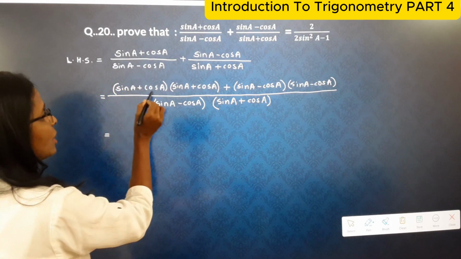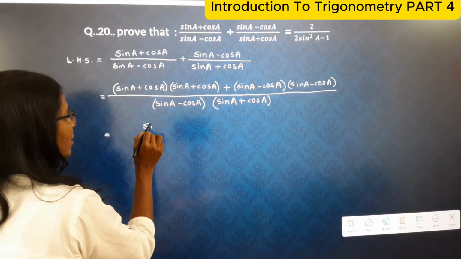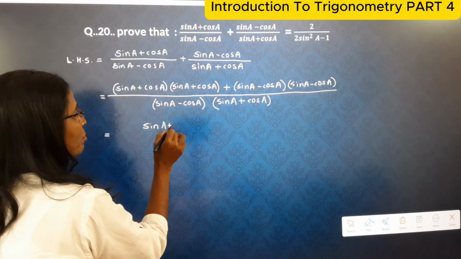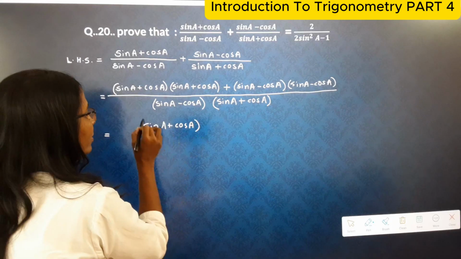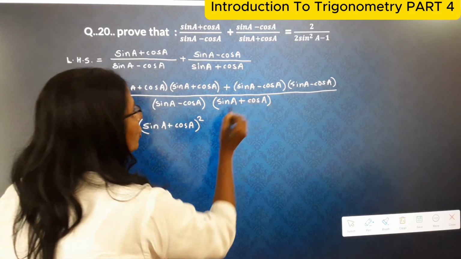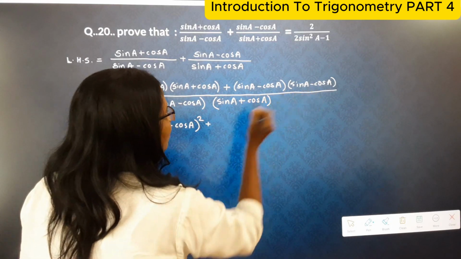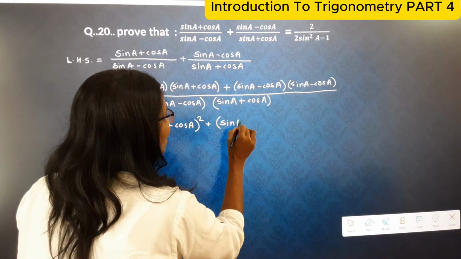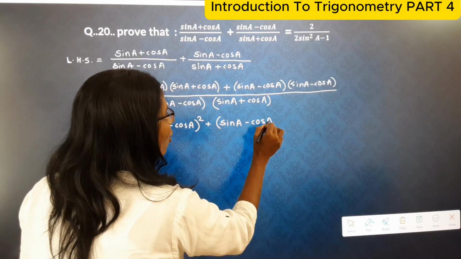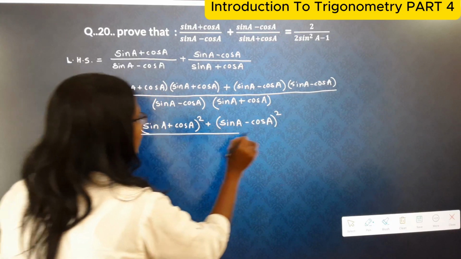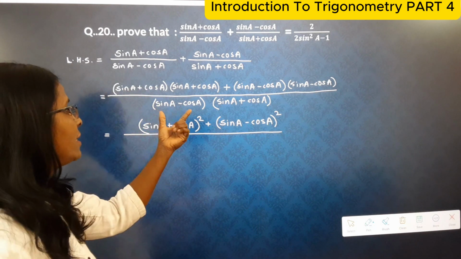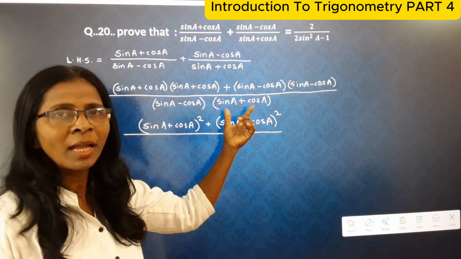See here, sin A plus cos A, here sin A plus cos A. That means, students, sin A plus cos A whole bracket square, and here also sin A minus cos A, sin A minus cos A. That means sin A minus cos A whole bracket square. So here divided by, now here this one is sin A minus cos A. This is the sin A plus cos A.